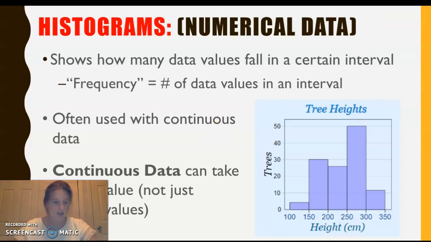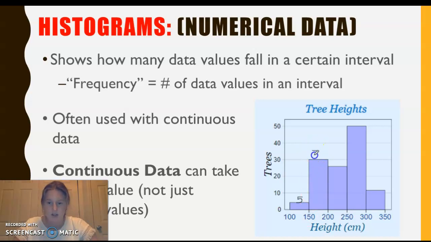What I recommend when we interpret or analyze a histogram is writing the height of the bar or the bin at the top. So here we have 5, because it's in between 0 and 10. We have 5 trees that range from 100 to 150 centimeters. And again, this is going to be useful when we ask you interpreting questions.